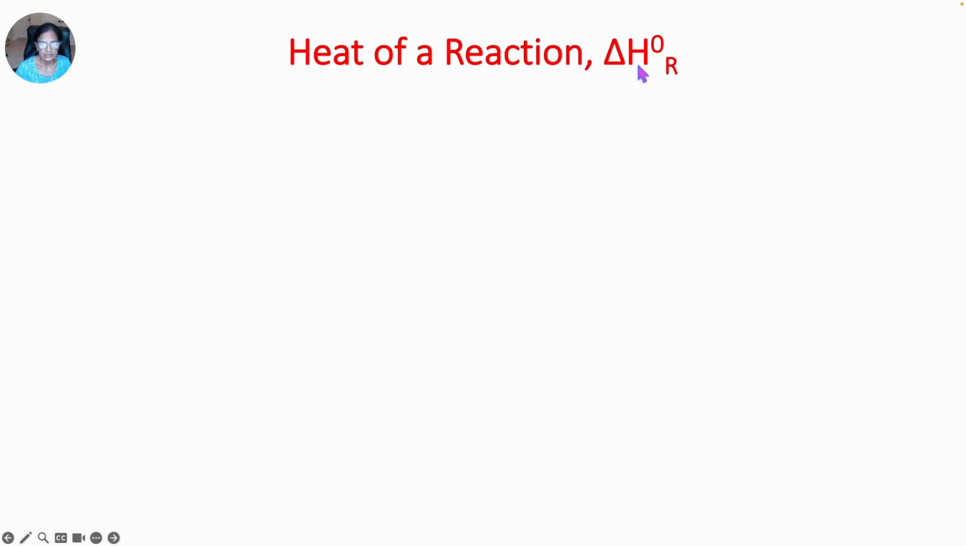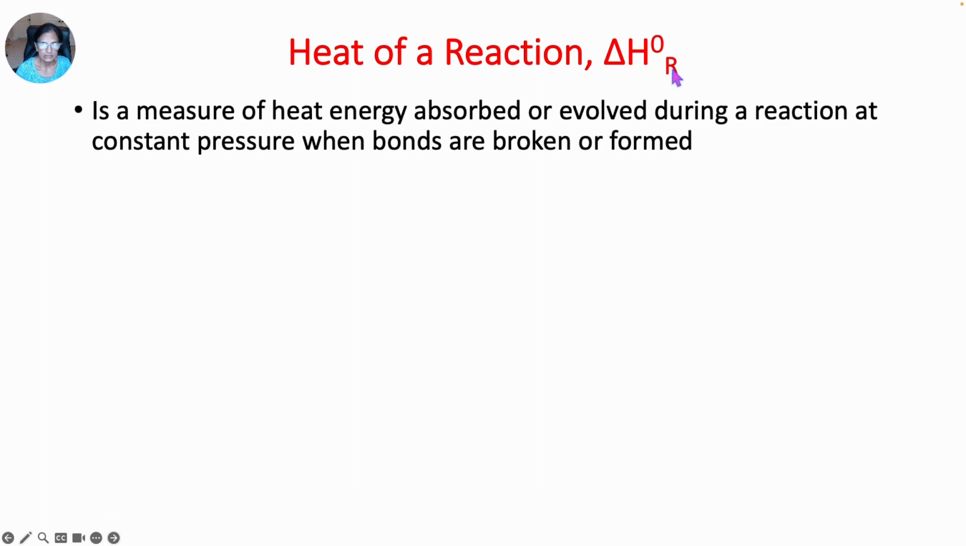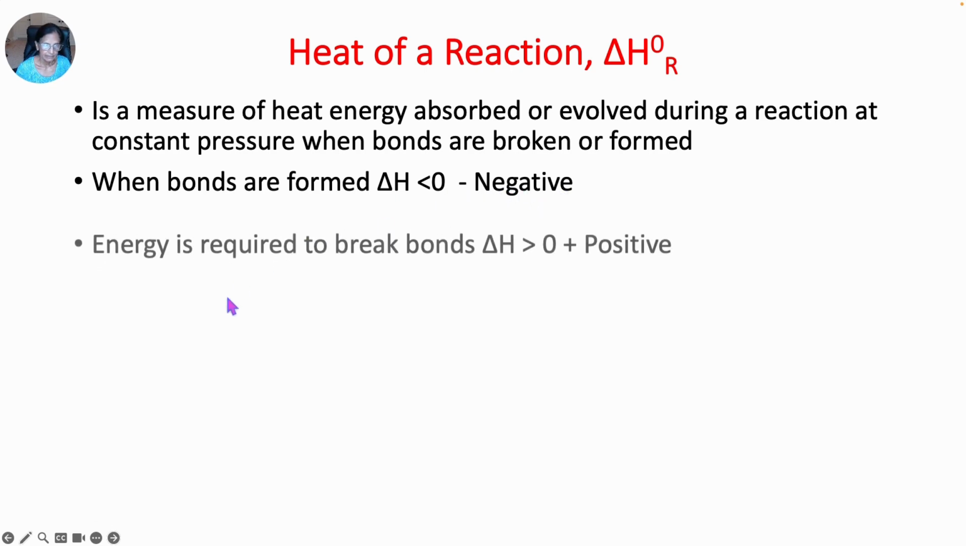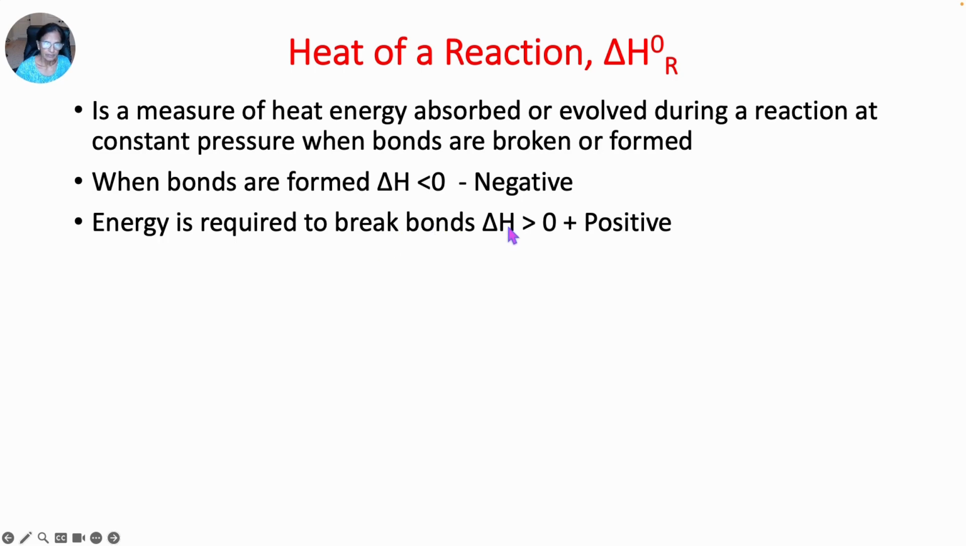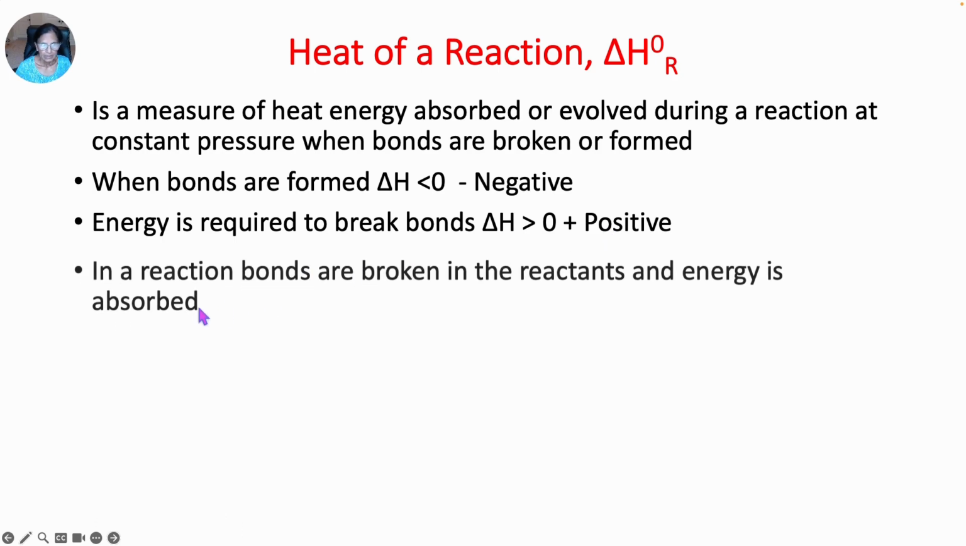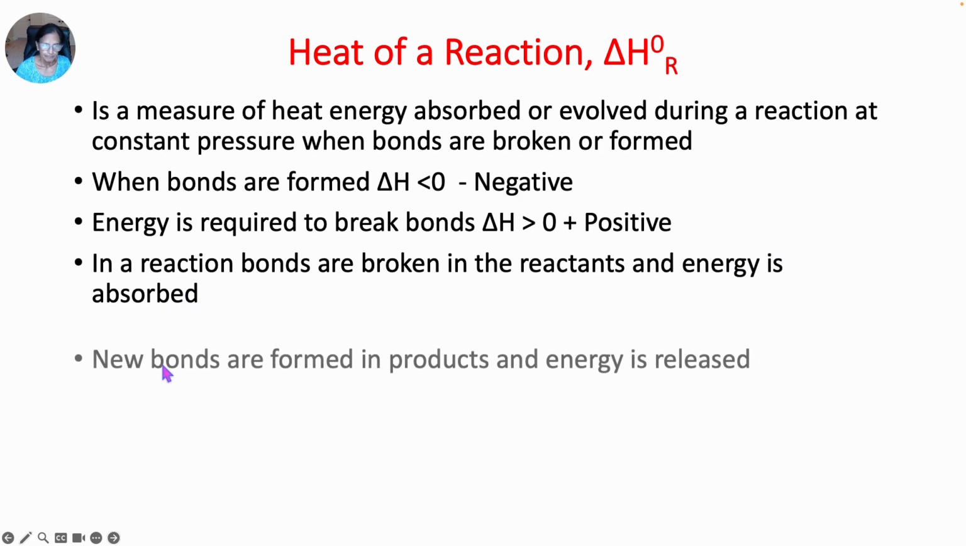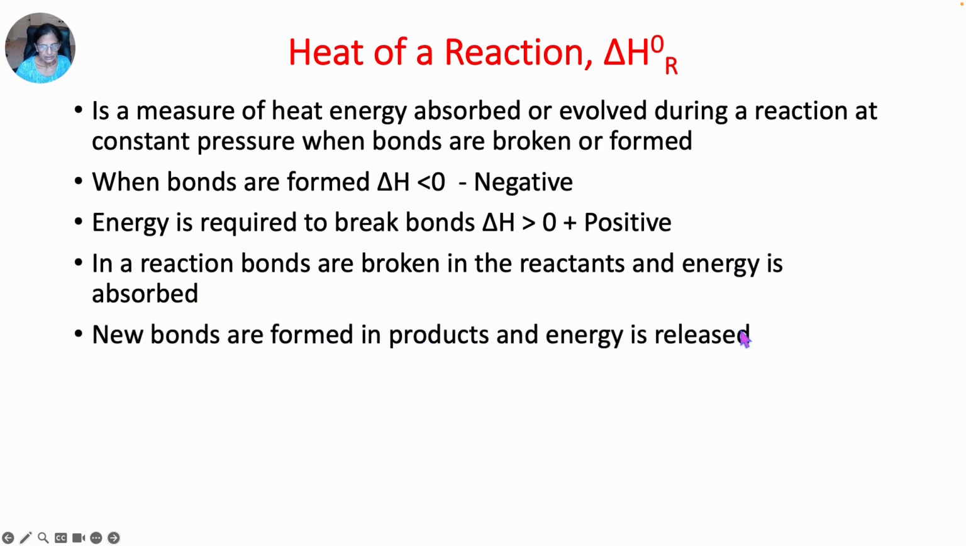Heat of a reaction, let us see. Delta H0R. R stands for heat of a reaction. It is a measure of heat energy absorbed or evolved during a reaction at constant pressure when bonds are broken or formed. When bonds are formed, delta H is always less than 0 and it's an exothermic reaction. Delta H is equal to negative. Energy is required to break the bonds, therefore delta H value is always greater than 0 and it's positive. In a reaction, bonds are broken in the reactants and energy is absorbed. New bonds are formed in the products and energy is released.